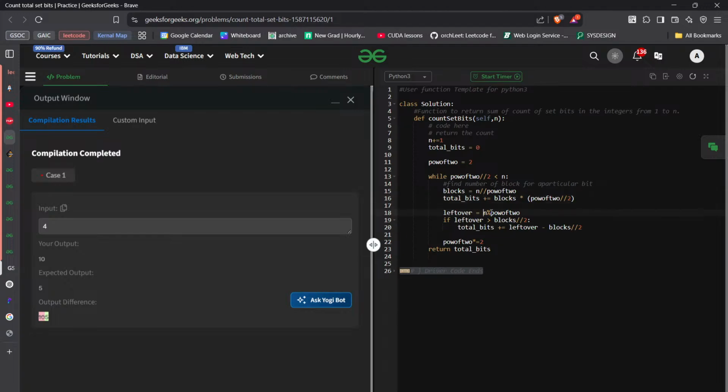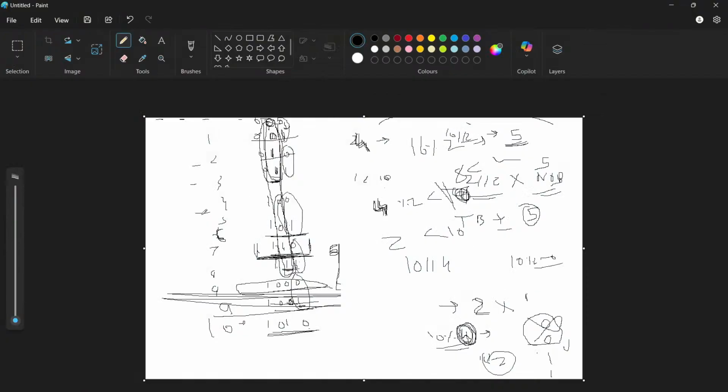Okay, and then leftover will be n modulo of power of 2. Leftover is 0. Leftover is less than blocks divided by 2. So this won't be added. And power of 2 is multiplied by 2. So this is 4, right? So 1, 2. So this is right for us.